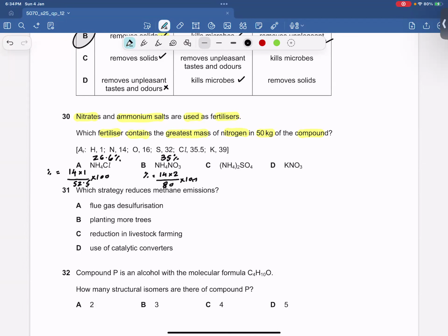Okay. Let's talk about the percentage by mass of nitrogen in ammonium sulfate. In ammonium sulfate, we have a nitrogen atom which has an Ar of 14. We have two atoms of nitrogen in the formula, so 14 times 2 divided by the Mr. 16 times 4 plus 32 plus 34 is going to be 130, times 100. So 28 divided by this times 100. It's basically 21.5%.